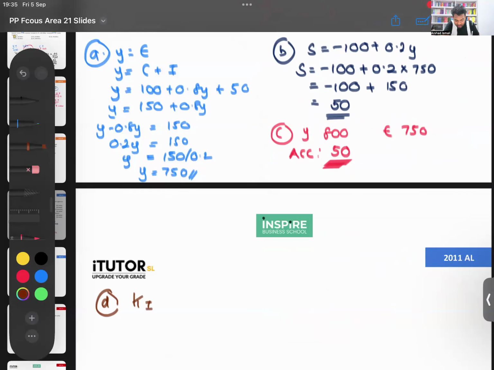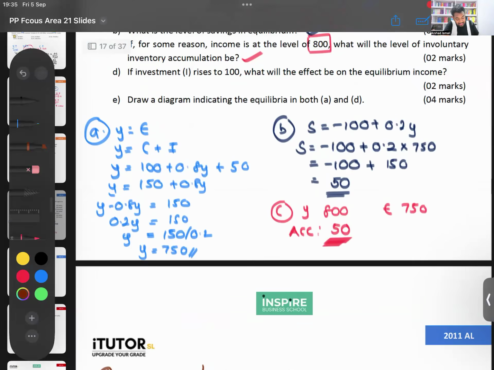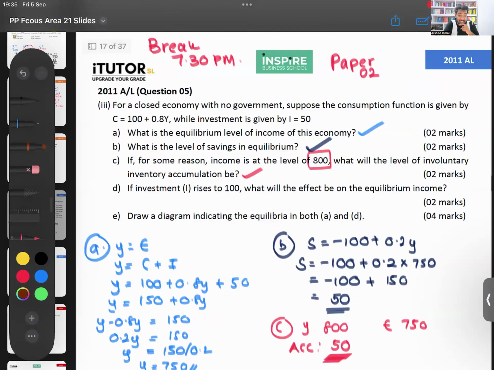Investment multiplier, 1 over 1 minus MPC. MPC is 0.8. So how much do I get? My multiplier is 5 times. So then, if investment rises to 100, by how much is it changing? Earlier investment was 50. Now it rises to 100. That means it is changing by how much? Investment is changing by 50.